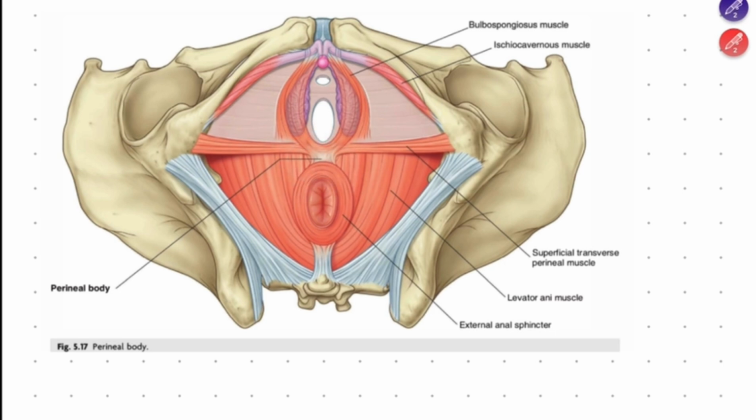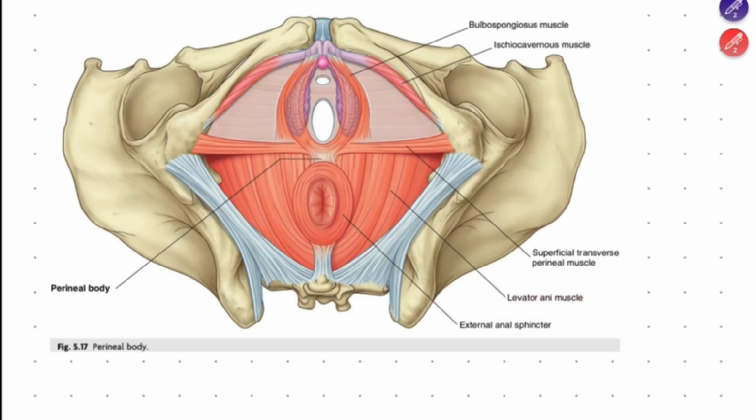10 muscles of the perineum converge here. We have 4 paired muscles and 2 unpaired muscles. Paired muscles are the superficial transverse perineal muscle. Just below this lies the deep transverse perineal muscle, which we cannot visualize over here. Then we have the bulbospongiosus muscle, and then the levator ani muscle.